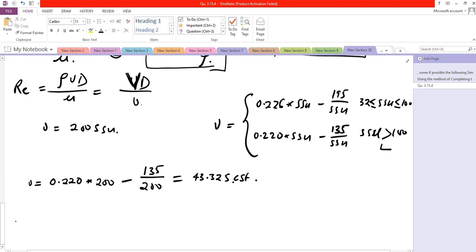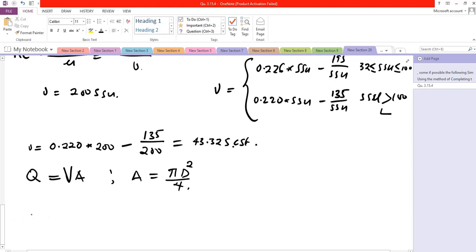Now we needed to calculate the Reynolds number. So the Reynolds number, now before we do that, we don't know the velocity. We know the flow rate, and flow rate is equal to velocity times area. Area is equal to pi d square all over 4, and velocity, we have velocity as Q all over A. If you substitute the formula for area into this equation, you now have 4Q all over pi d square.